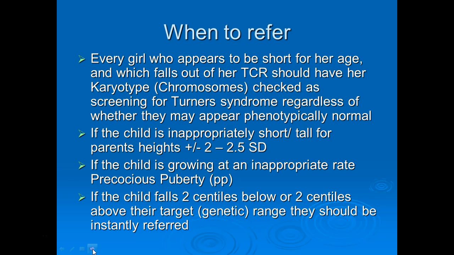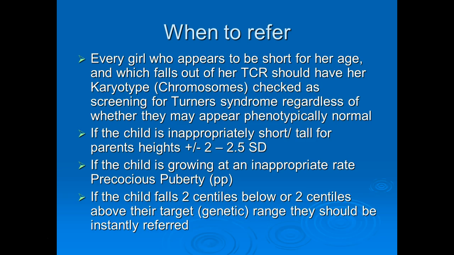We need to refer if the child is inappropriately short or tall for their parents' height. So when we plot, if they're plus or minus 2.5 standard deviations outside their centile range. If the child is growing at an inappropriate rate, so if you've perhaps got a 4-6-year-old young girl or young boy who is charging upwards through the centiles and is very tall for their peers, may indeed have some identified secondary sexual characteristics such as breast development or pubic hair, they should be referred for suspicion of precocious puberty.